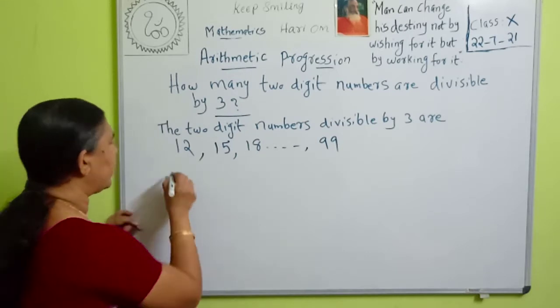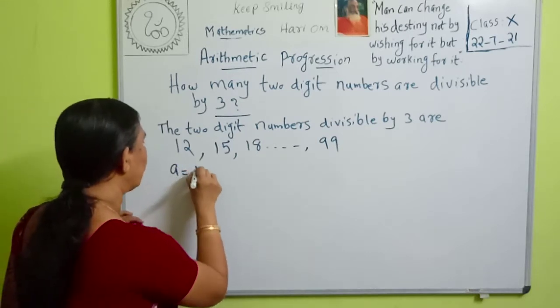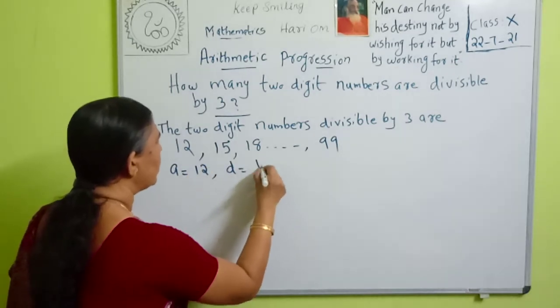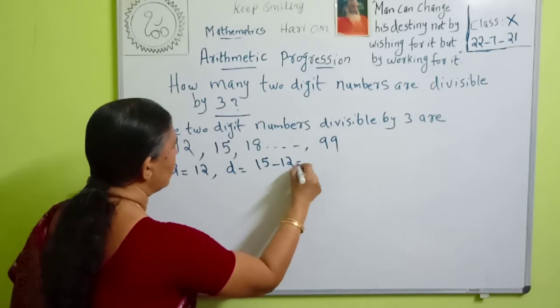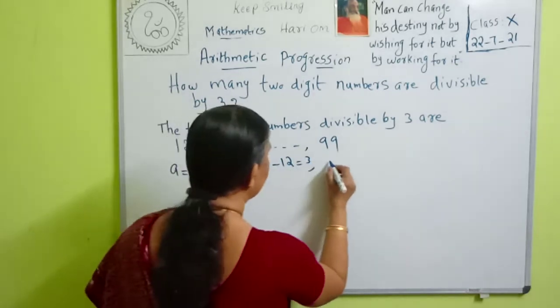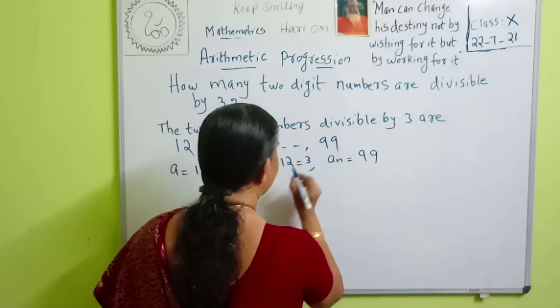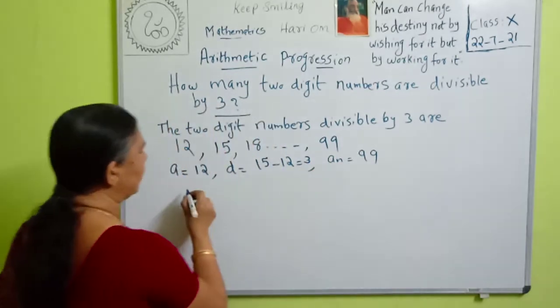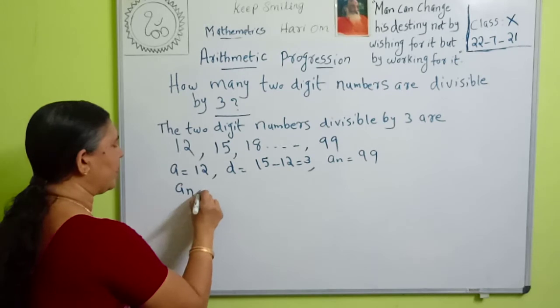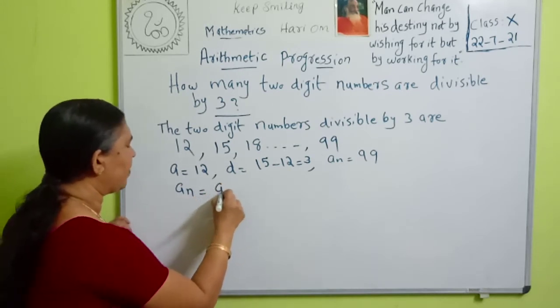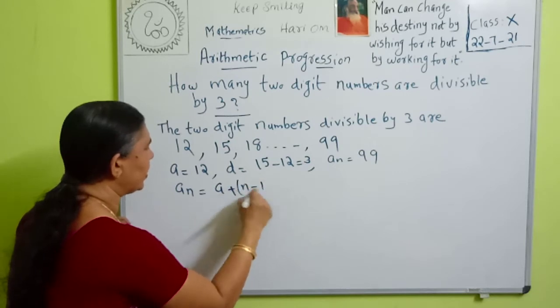Here what is a? Here a is equal to 12. d is equal to 15 minus 12, that is 3. An is equal to 99. Then what is the formula to find the nth term of an AP? An is equal to a plus n minus 1 into d.